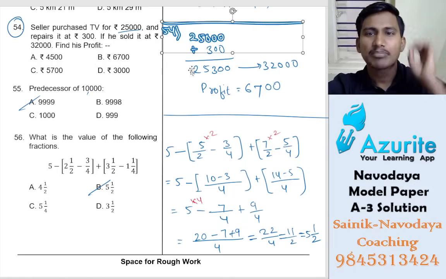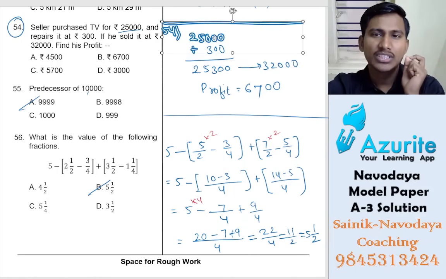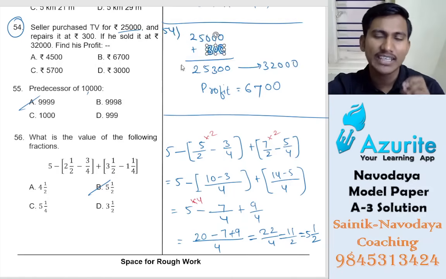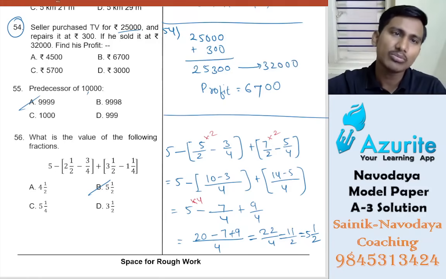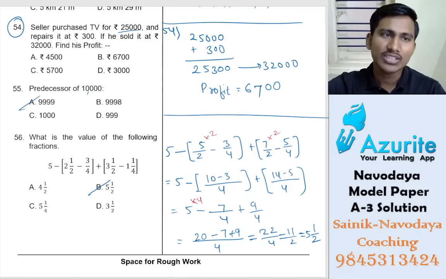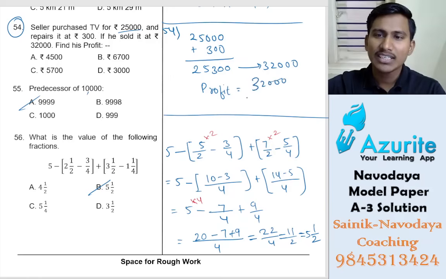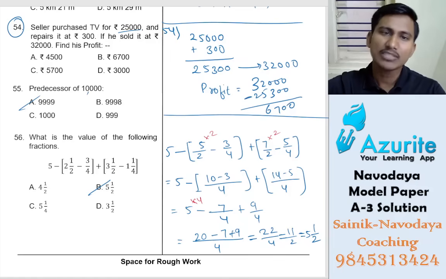So here the TV is purchased at 25,000 and the repair is 300. So total is 25,300. Now he sold it at 32,000. So how much is the profit? You have to subtract. That is 32,000 minus 25,300. If you do, how much will you get? 6,700. Okay, so that is the profit. You change option B here. Okay.